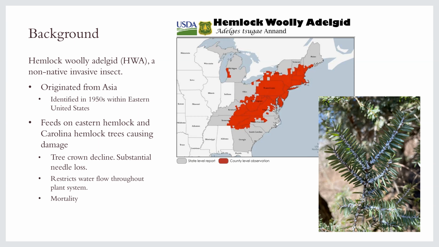The map on the right shows the distribution of HWA on the East Coast. As you can see, it extends from Georgia all the way north to Maine, reflecting the native range of hemlock trees. The lower right photo is a common characteristic of hemlock trees affected by this insect, having a white woolly appearance on the branches. This is produced by the adelgid while it feeds on the tree and provides a protective insulation layer for them during the colder winter months, along with providing a home to lay their eggs in.